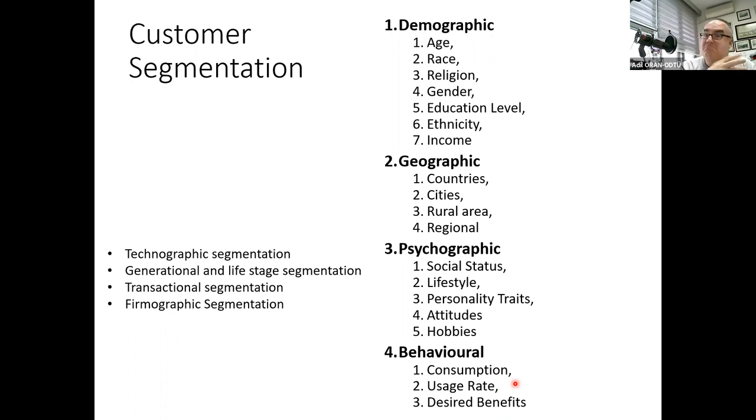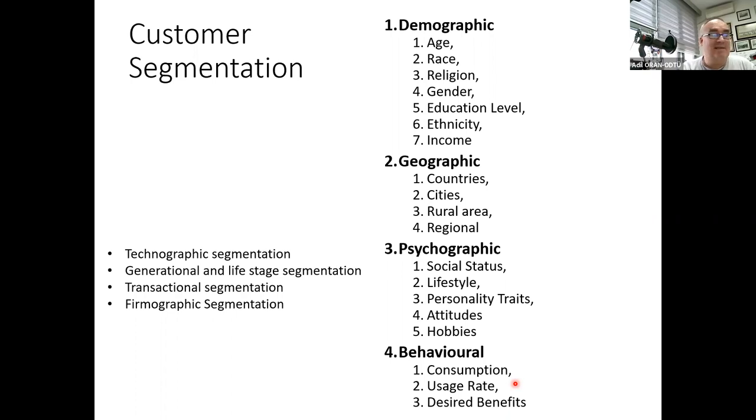Or sometimes a little independent of their generation, at what life stage are they? Are they single? Are they married? Do they have children? Do they have young children? Do they have children in school? Are they divorced? All of these may affect what they need and their budgets and what they're looking to buy by very large amounts. So knowing about these can be very beneficial in segmentation.